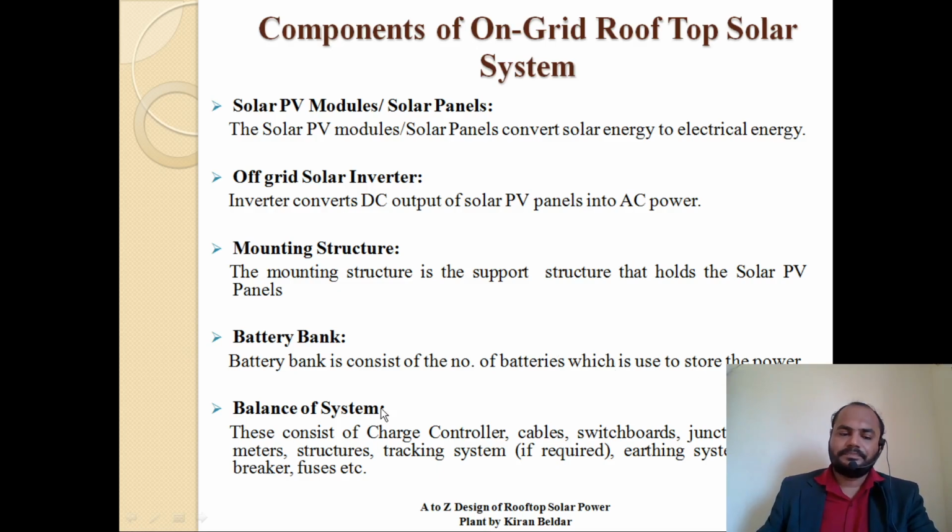Balance of system. This consists of charge controller, cables, switchboards, junction boxes, net meter, gross meter, structures, tracking system if required, earthing system, lightning protection system, circuit breaker, SPDs and fuses. We will see each component in detail in the later lectures.